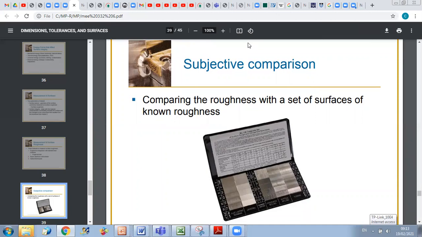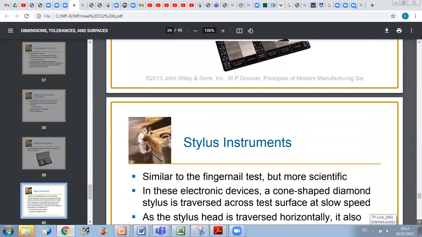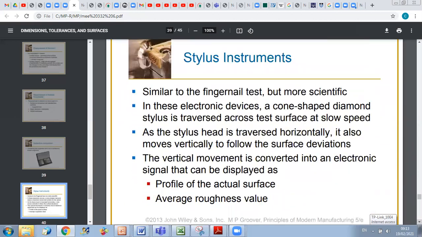Yes, this is the fingernail test, this method. Okay, now, the second method is using stylus instruments, which is similar to the fingernail test, but it's more scientific because in this case, we have electronic devices, as for example, a cone-shaped diamond stylus, which will traverse across the test surface at low speed. As the stylus head is traversed horizontally, it also moves vertically to follow the surface deviation. We will see the setup now together.